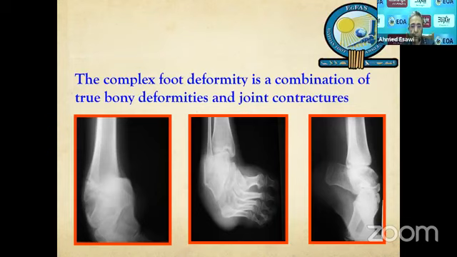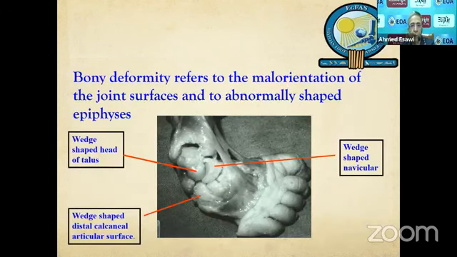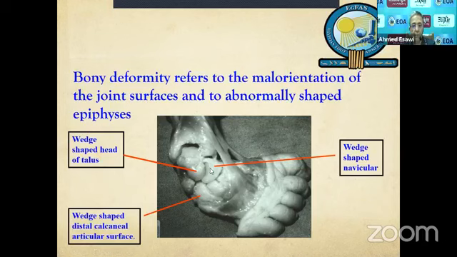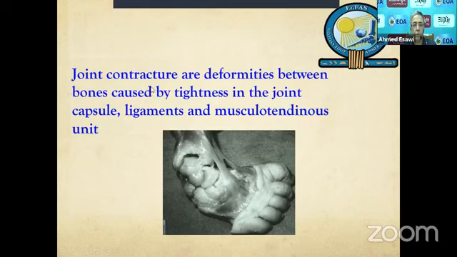Actually, the complex foot deformity is formed of a combination of bony deformities and joint contracture. Bony deformity usually results from malorientation of the joint surface and abnormally shaped epiphysis. Here, if we see, this is a wedge-shaped navicular, and it is maloriented with the talus, resulting in a wedge-shaped head of the talus. It also results from joint contracture deformities between bones, caused by tightness of the joint capsule, ligaments, and musculocutaneous units.